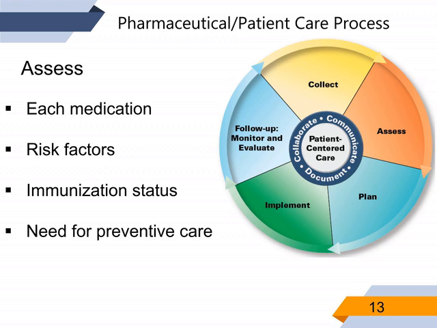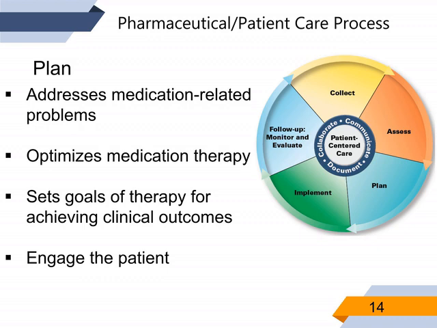This process includes assessing each medication for appropriateness, effectiveness, safety, and patient adherence, health and functional status, risk factors, health data, cultural factors, health literacy, and access to medications or other aspects of care, immunization status and the need for preventive care and other healthcare services, where appropriate. Then, the pharmacist develops an individualized patient-centered care plan, in collaboration with other healthcare professionals and the patient or caregiver that is evidence-based and cost-effective.